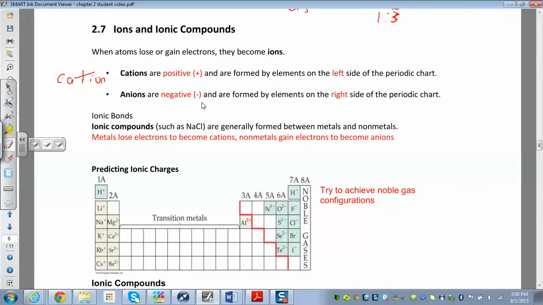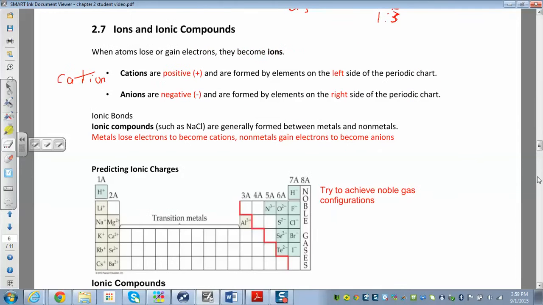Anions are negative, so they gained an electron. So it turns out the nonmetals on the right side of the periodic table are upstairs. The nonmetals like to gain electrons. So metals lose electrons, they become cations. Nonmetals gain electrons, they become anions. And how many electrons you're going to gain or lose really depends on how far away you are from being a noble gas. So let's go back.